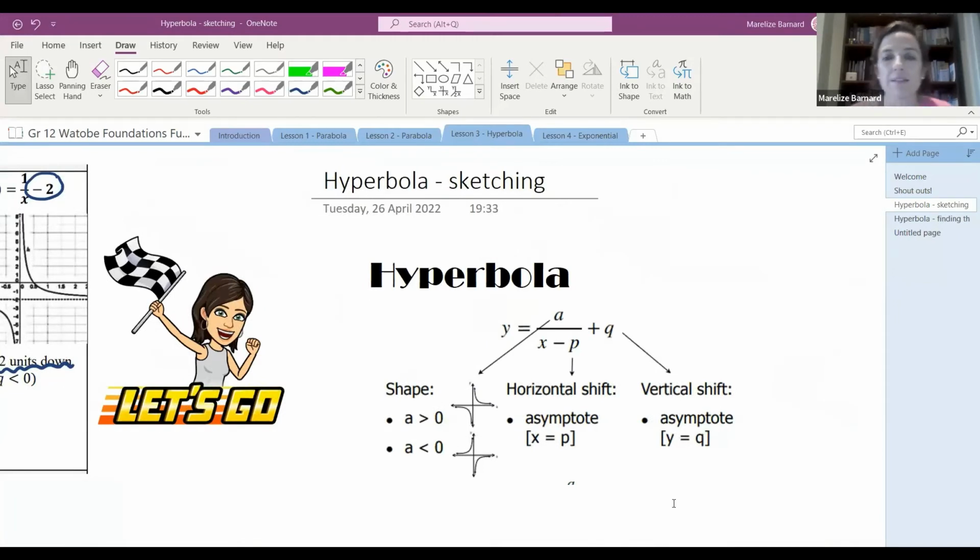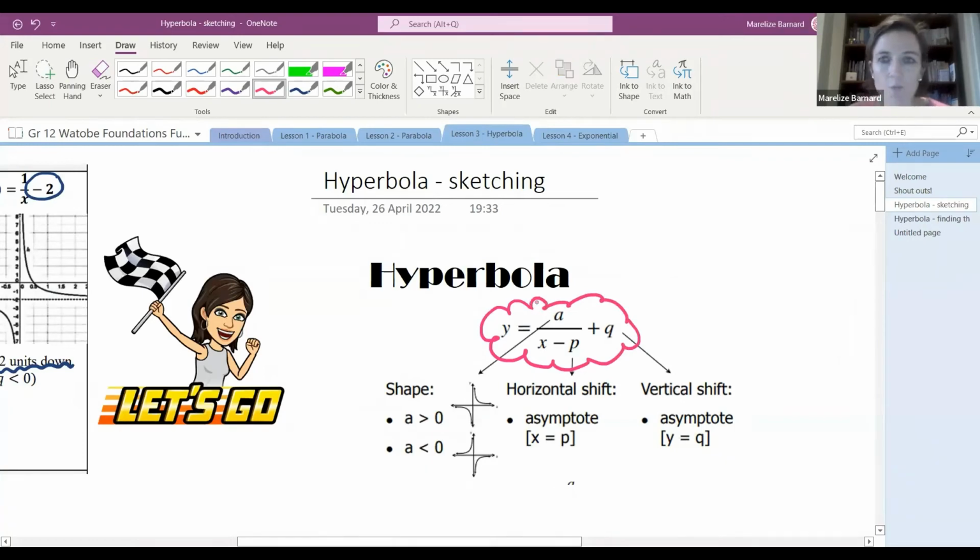Okay, so let's move on and talk a bit more about the asymptotes. So this is the equation of the hyperbola. Y is a over x minus p plus q. And so the x minus p is your horizontal shift, but it is also your asymptote. Your x equal to p will be your asymptote. Okay, that's your first asymptote, and that's the vertical asymptote.